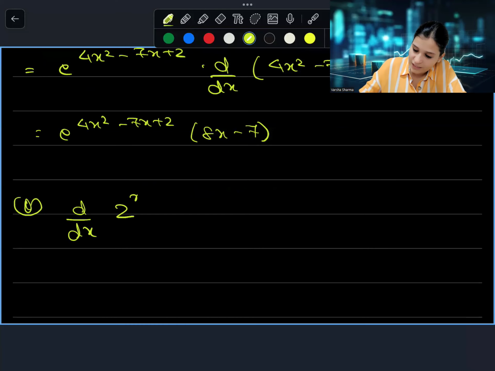Differentiation of 2 to the power x cube minus x plus 1. How will I treat this?